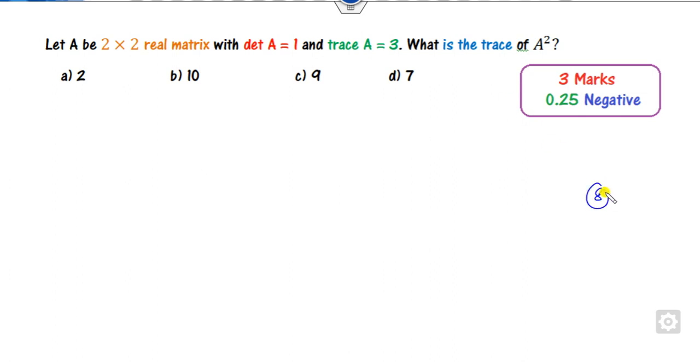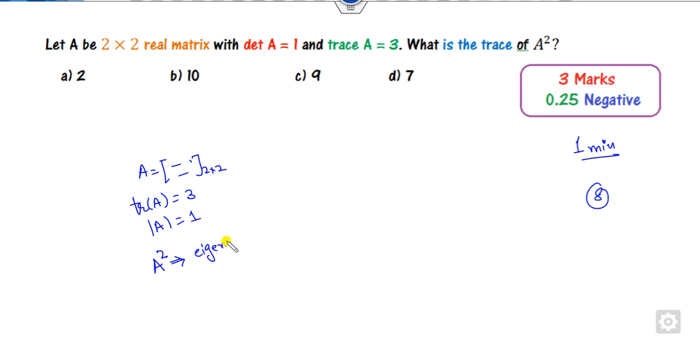We will discuss the 8 questions and try to complete each one within 1 minute. If A is a 2 cross 2 matrix, the trace of the matrix is given as 3 and the determinant is 1, and you have to find the trace of A square. How can you find this? That is with the help of eigenvalues.